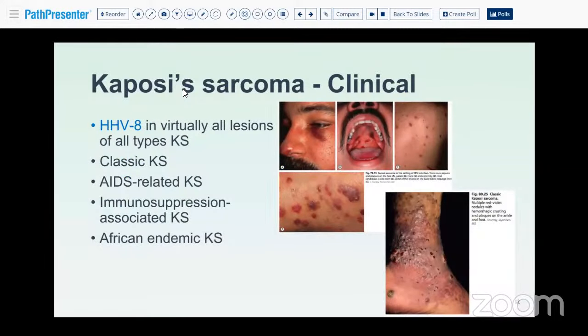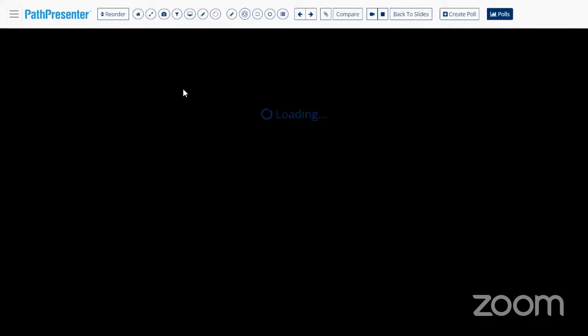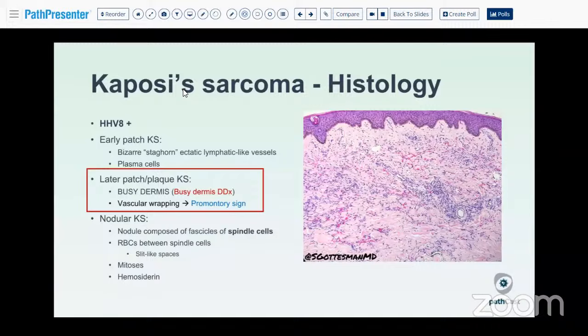Clinically, Kaposi's is, again, HHV-8 associated, and that's in virtually all lesions and all types of KS. We have classic Kaposi's, AIDS-related Kaposi's, immune suppression-associated Kaposi's, and African endemic Kaposi's. On pathology, at this point, I'd like to focus on the patch-plaque stage of KS, as that is the so-called busy dermis. Busy means many cells in the dermis, and I'll show you that differential in just a moment.